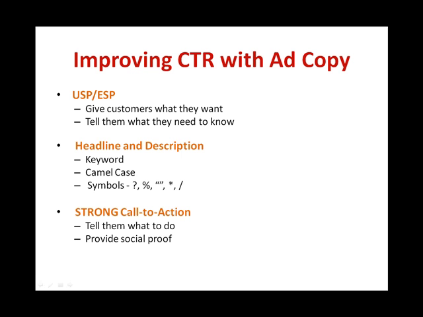Since click-through rates play such an important role for your quality score, here are some tips that will help improve your click-through rate. Firstly, always highlight your unique or your emotional selling point. If there is something unique about you, then tell them. If your product can spark certain kinds of emotions, tell them too. At the end of the day, give customers what they want and tell them what they want and need to know.